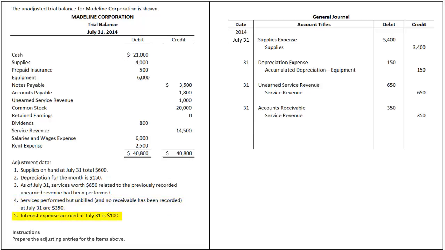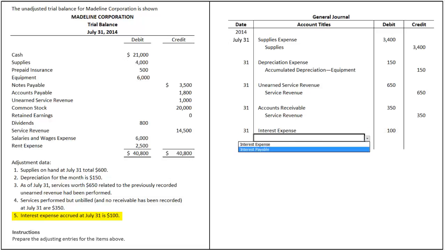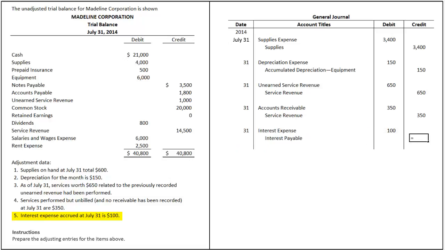The company has accrued interest expense of $100 at July 31st. Accrued expenses are expenses incurred but not yet paid or recorded at the statement date. Adjustments for accrued expenses are made to record the obligations that exist at the balance sheet date and to recognize the expenses that apply to the current accounting period. To record the adjusting entry for accrued interest, interest expense will be debited for $100 and interest payable will be increased by crediting it for the same amount.